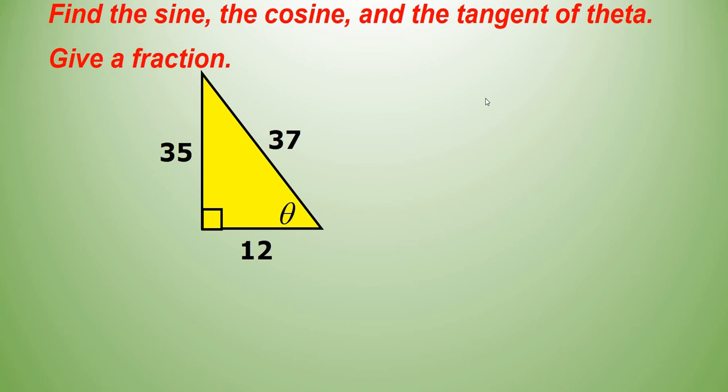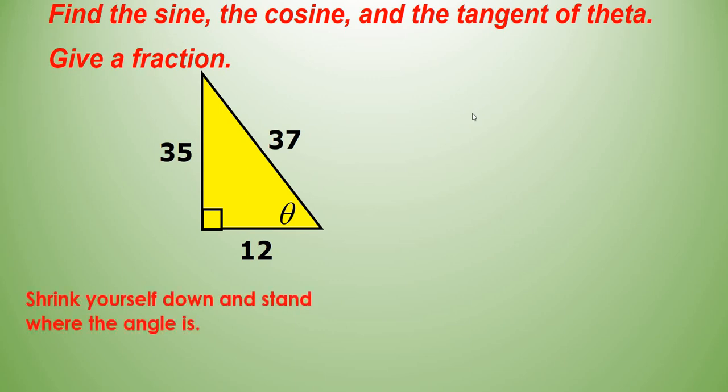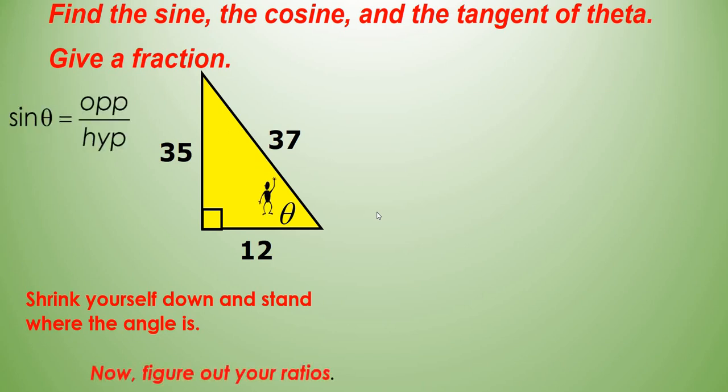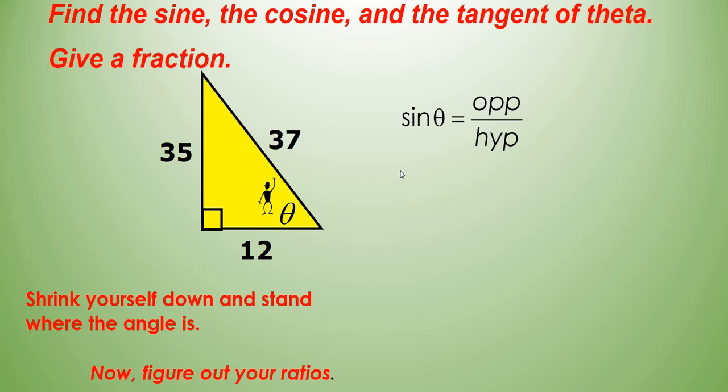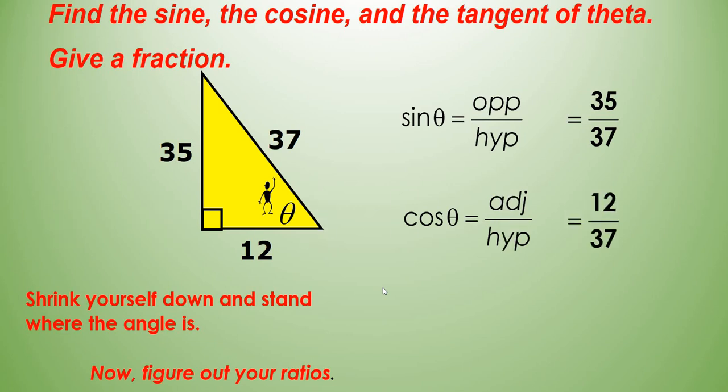Find the sine, cosine and tangent for this given fraction. This is theta. Sine, we know the sine is opposite over hypotenuse, equals 35 over 37. Cosine equals adjacent over hypotenuse, it means 12 over 37. Tan equals opposite over adjacent, it means 35 divided by 12.